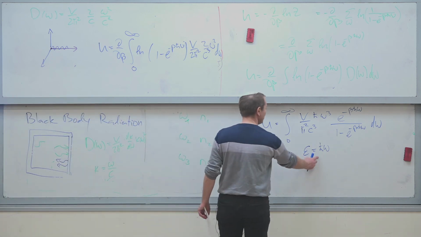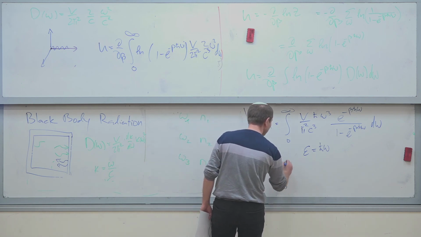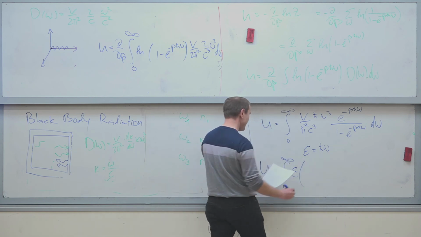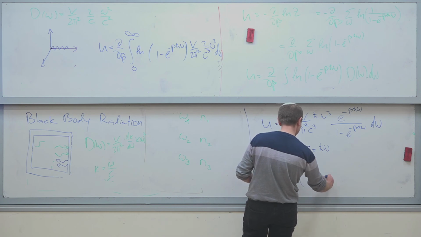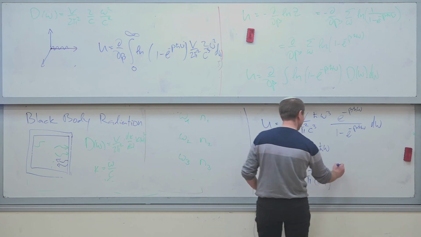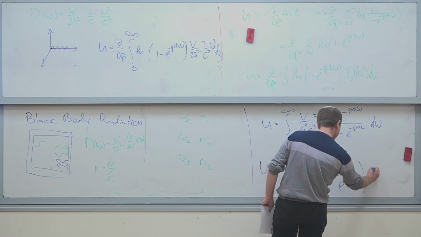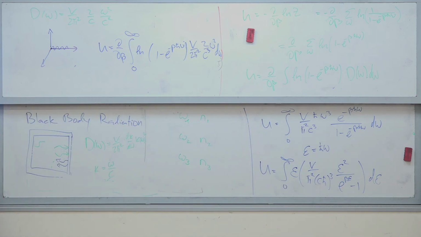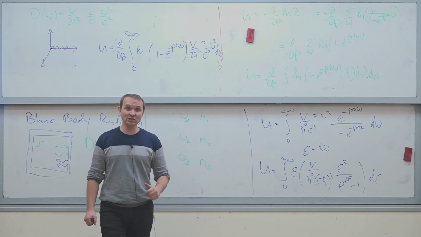So when I'm changing the variables to this epsilon, U equals an integral from 0 to infinity of ε, and inside here I have V divided by π²c³ħ³, ε² over e^(βε) minus 1, dε. You can say, well, there is nothing different between this representation and that representation. But this is actually a very big deal.